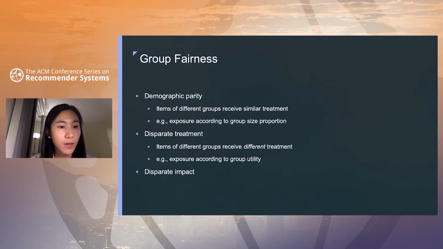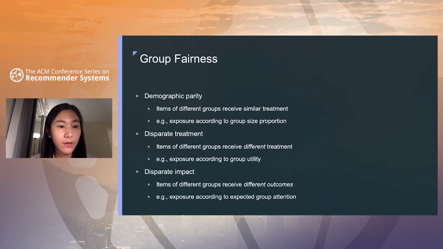Finally, disparate impact. This stresses items of different groups receiving different outcomes instead of treatment. So think about items that are going to receive attention from the users, such as click-through rates. Then we want the exposure to be based on the expected group attention that is going to be received. This is considered the outcome.